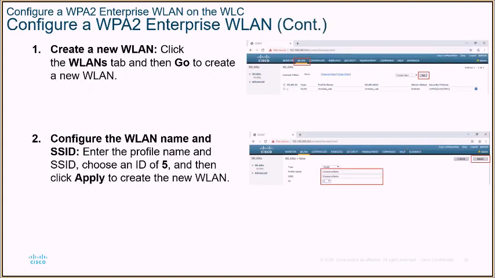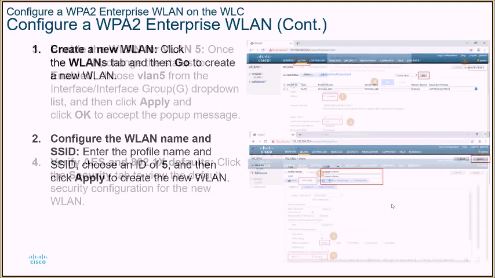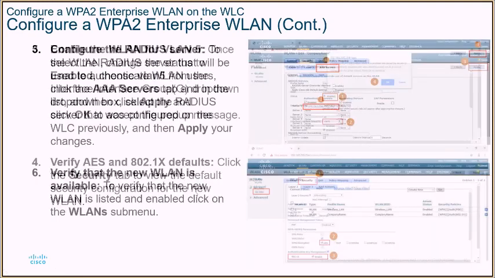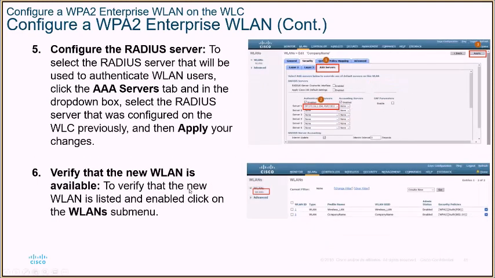And so going through the steps, so wireless LANs, create a new one, fill in names and SSIDs, and so then of course you tie it to VLAN 5, and then make sure that AES and 802.1x are the settings. You then need to tell it about the RADIUS server, and then from there it should hopefully be available.